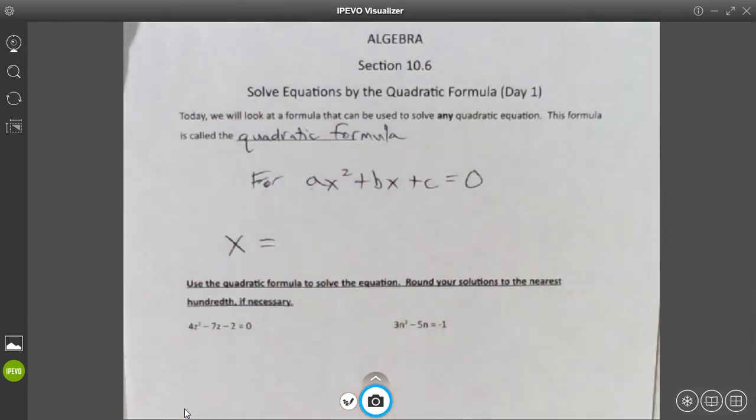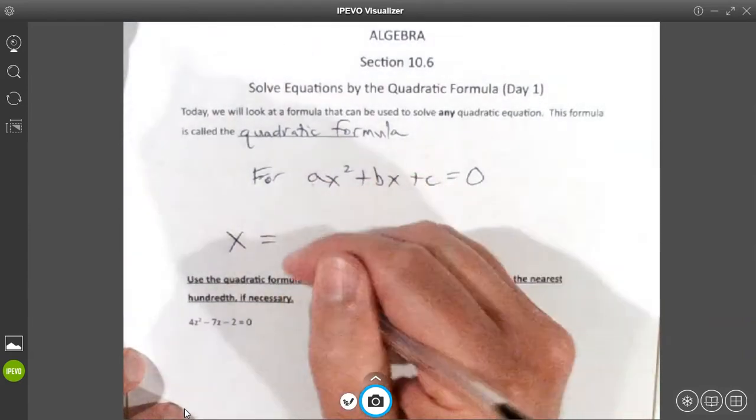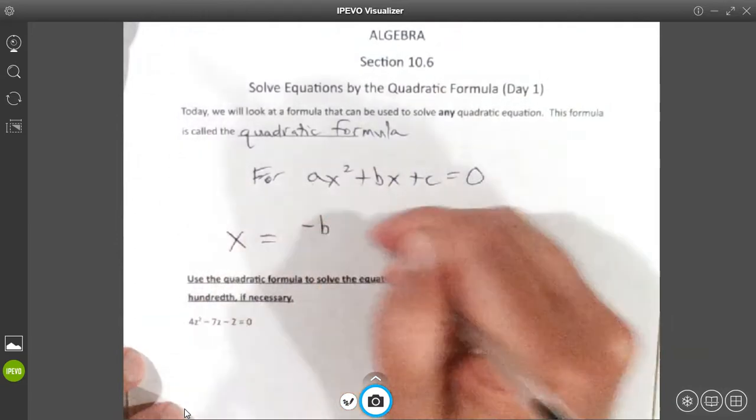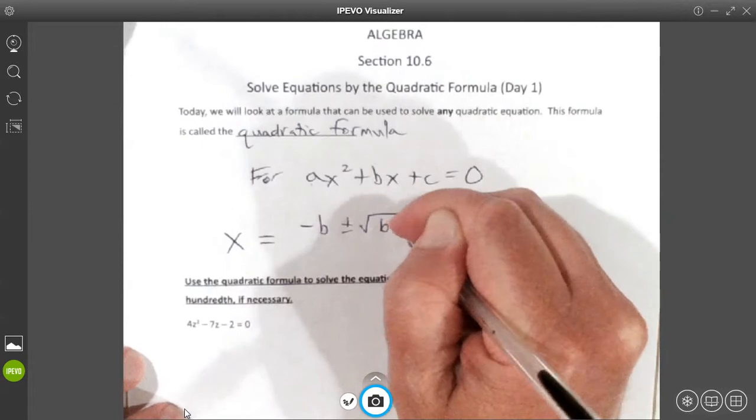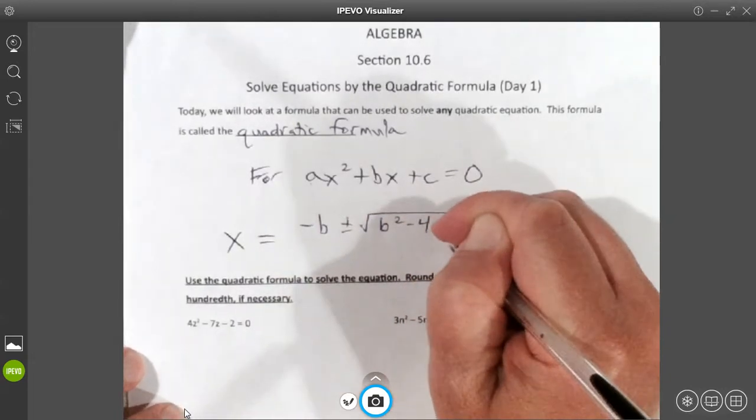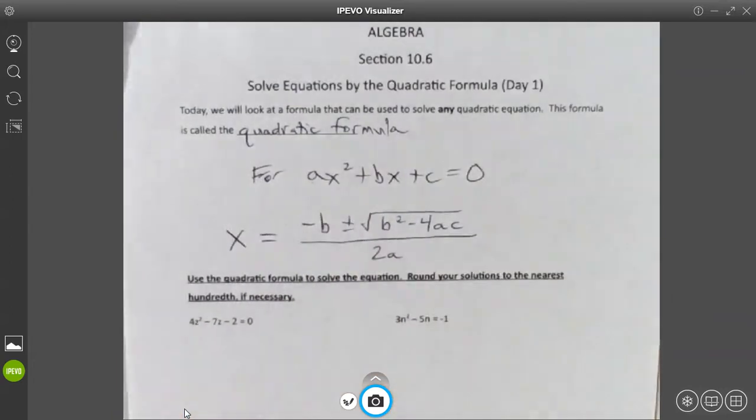Now, don't freak out when you see this thing. It's actually not too bad once you get used to working with it. All right, so here it is. It's the opposite of b plus or minus the square root of b squared minus 4ac, entirely divided by 2a. Okay, there's the quadratic formula.